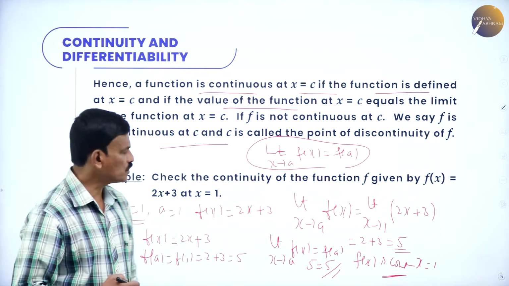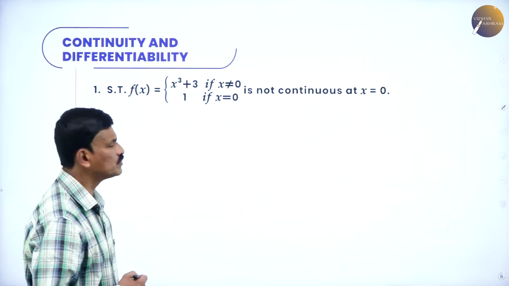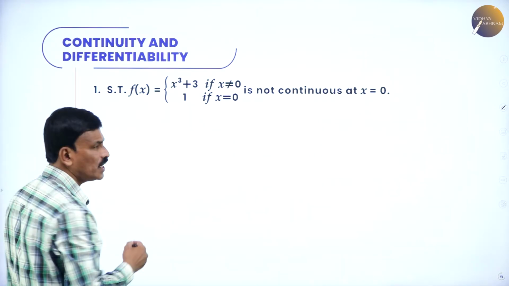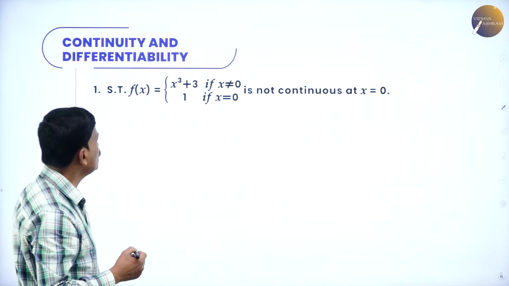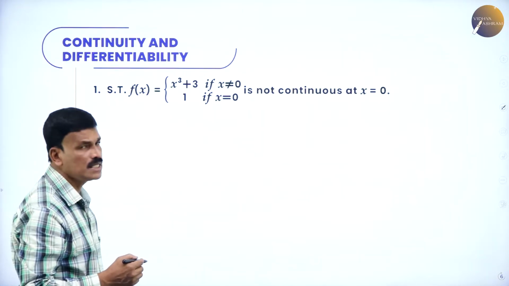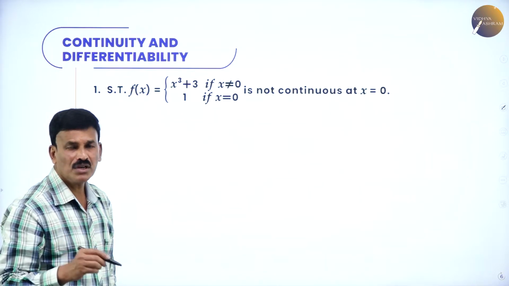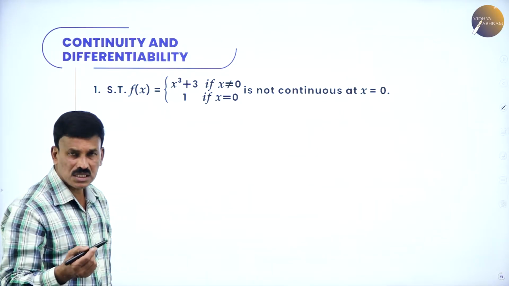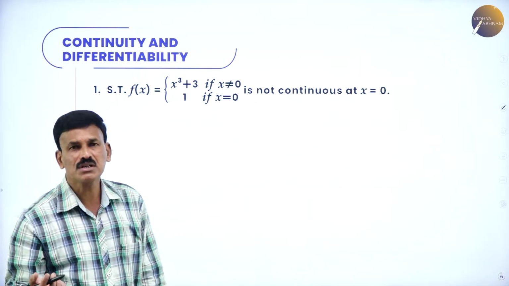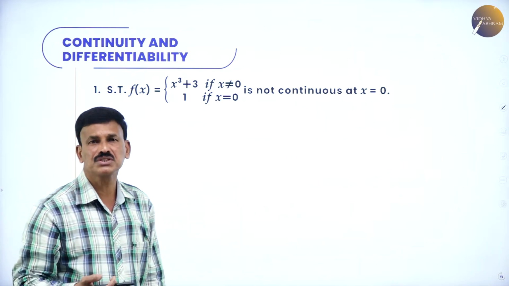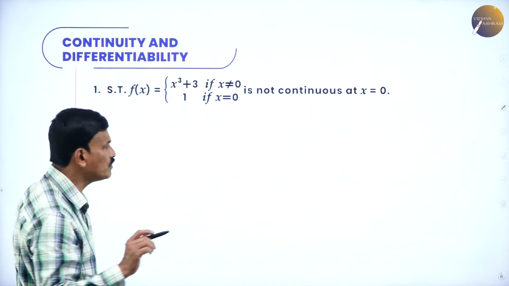Now let us come to the exact problem. What is given here? Show that f of x is equal to x cube plus 3 if x is not equal to 0, and 1 if x is equal to 0, is not continuous at x is equal to 0. We have to prove this is not continuous. That means the limit is not equal to the functional value. Just find out the limit and the functional value.